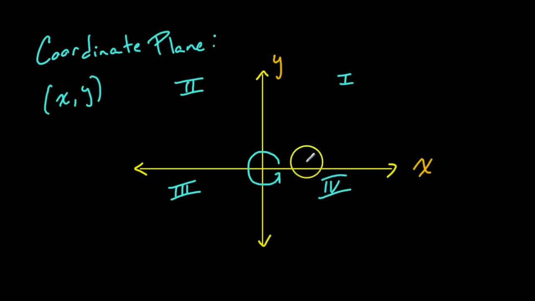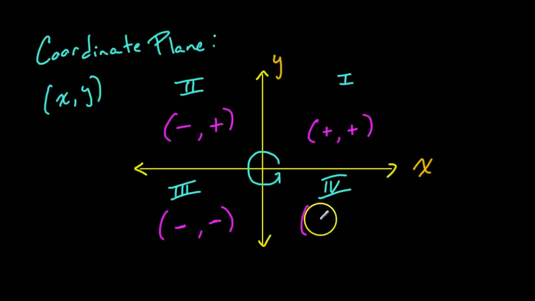Points in the first quadrant are always going to be positive X's as well as positive Y's. So we went to the right and up, positive, positive. In the second quadrant, it's going to be a negative X to the left and a positive Y because we're going up. The third quadrant is going to be a negative X and a negative Y. And the fourth one is going to be a positive X because we went to the right and a negative Y.